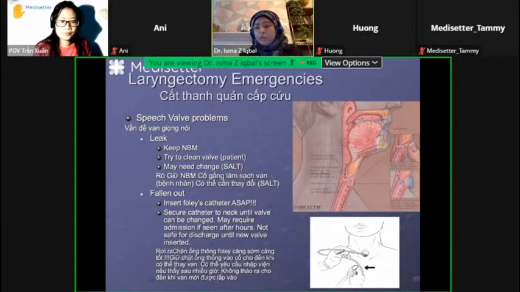You can either put another speech valve in if you have one available, but if not, we send the patients home with the urinary Foley catheter and they can put the Foley catheter in just to keep the hole open.